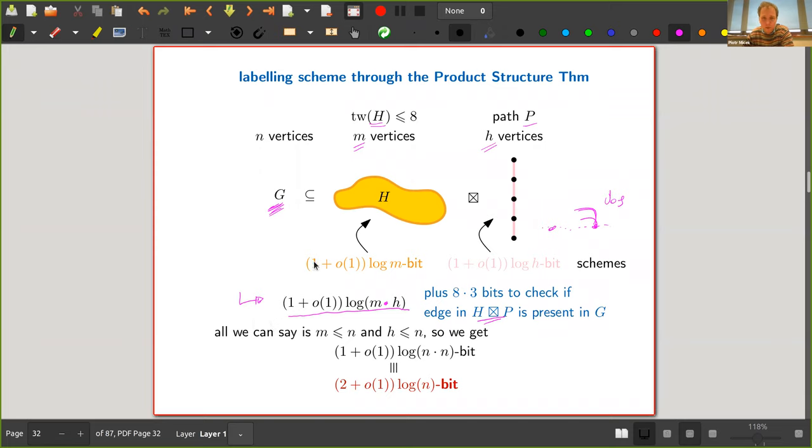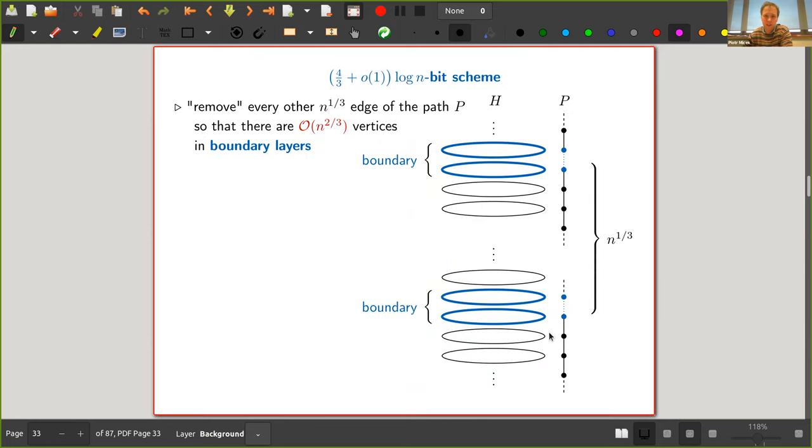All we can say about m and h is that they are bounded in n. There is nothing more clever to do here. So the actual length of the labels is 2 times log n plus a lower order term. And this is our baseline, 2 times log n. So what Bonamy and others did is to get this 2 down to 4/3. And their trick is as follows.